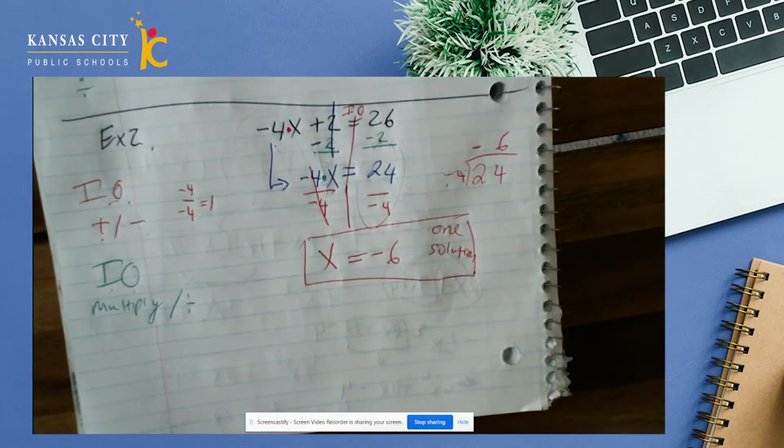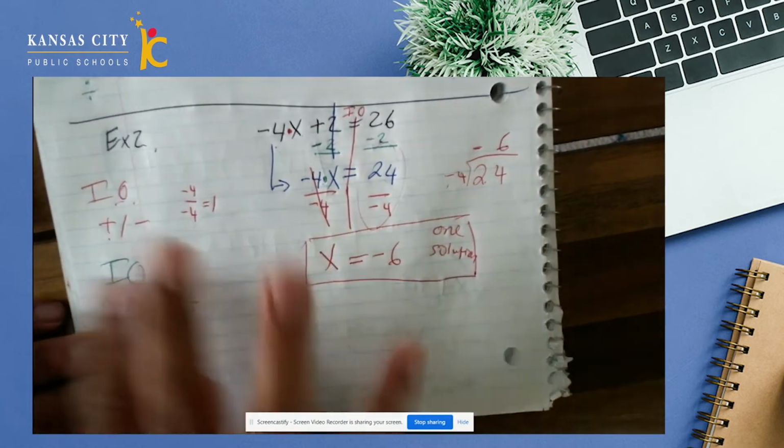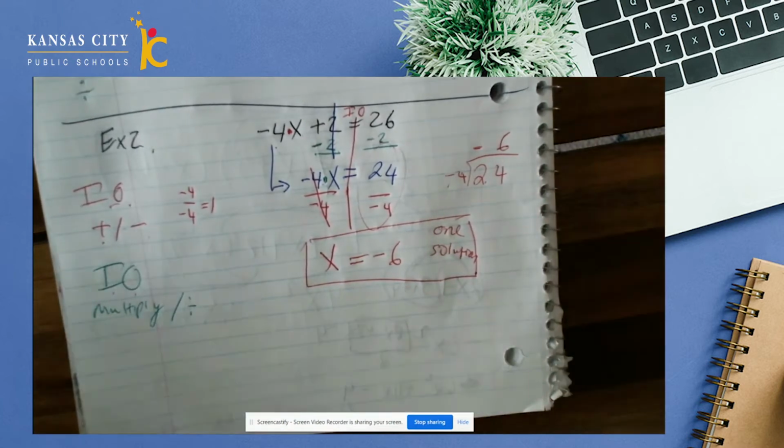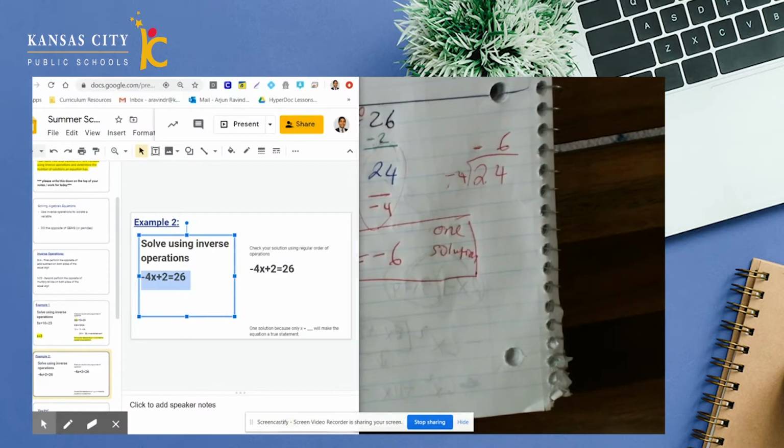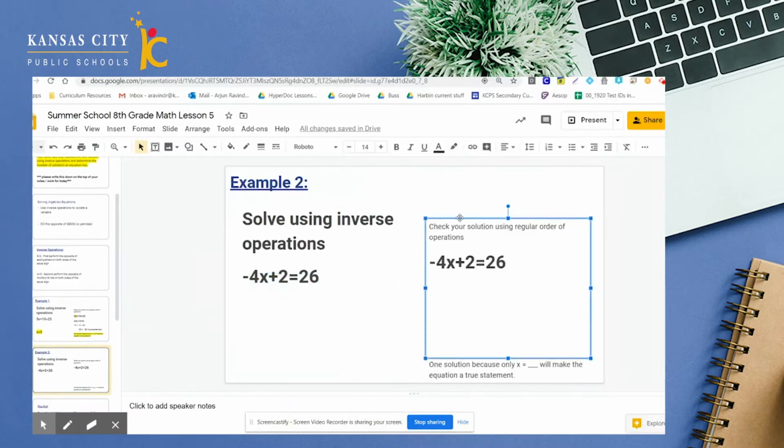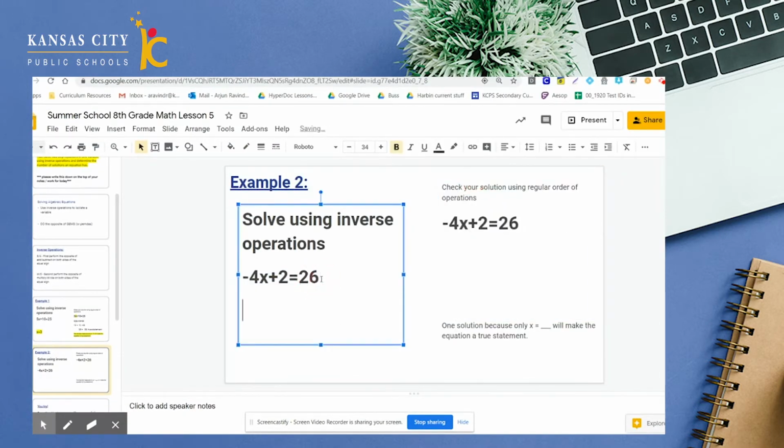Let's go back to our slides and make sure we have that done. But before we do that, pause the video. Make sure you have example 2 copied down. Great. Now that you've unpaused the video, let's move on to check our solution. Well, here's what we had. We solved the equation and we got x equals negative 6.